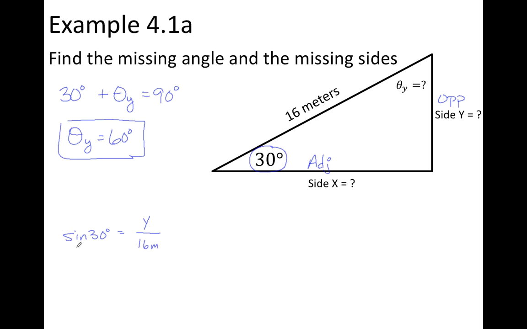Okay. I want to point out that the sine of 30 degrees is a number. You can treat it just like any other number, and it actually works out to be a nice number here because the sine of 30 degrees is exactly 1/2. Okay, solving for side y is then going to be half of 16 meters. So side y has a length of 8 meters.